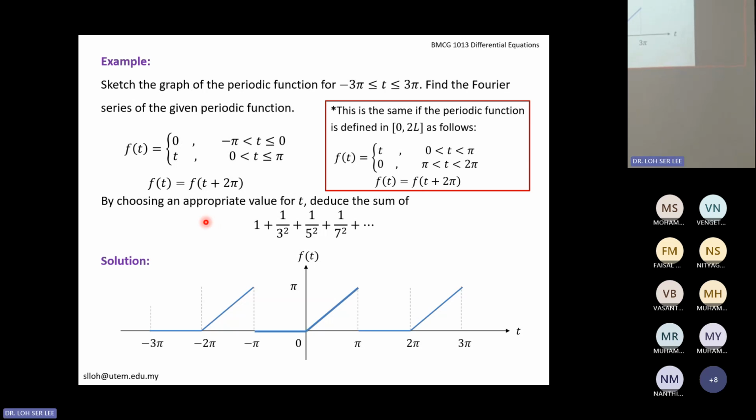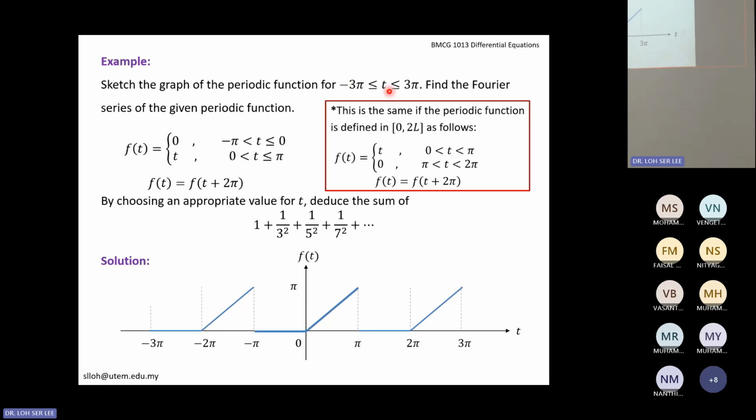Your L is pi. This function is defined from negative L up to L. So L is pi, or you equate the period 2 pi to 2L, so L is pi. And this function is actually the same as this one. It's just that this is defined in the interval from 0 up to 2L. That means this function treats this as a full cycle segment. Then you copy this one and paste it here.